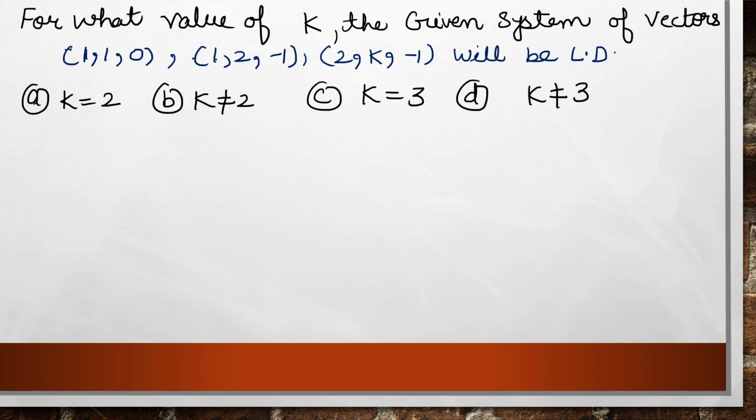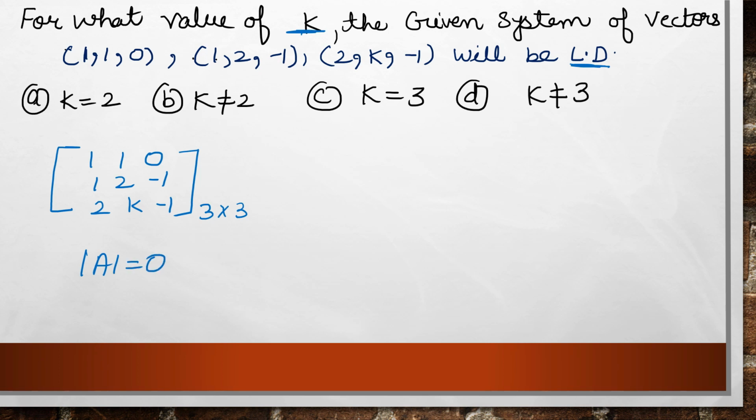Here they are asking you the value of k so that this is linearly dependent. First of all, we'll generate one matrix from this. So what you'll get: 1 1 0, 1 2 minus 1, and 2 k minus 1. Now see, they want a linearly dependent set. This is a 3 cross 3 matrix, which is a square matrix. Linearly dependent means the determinant of this matrix should be 0.